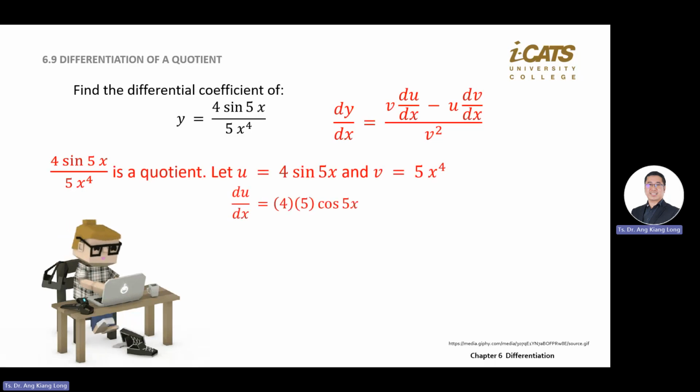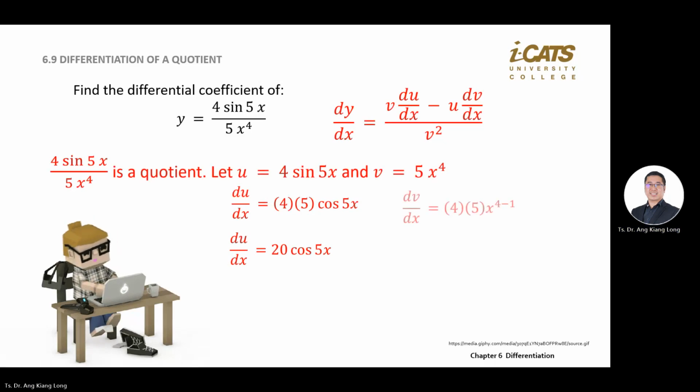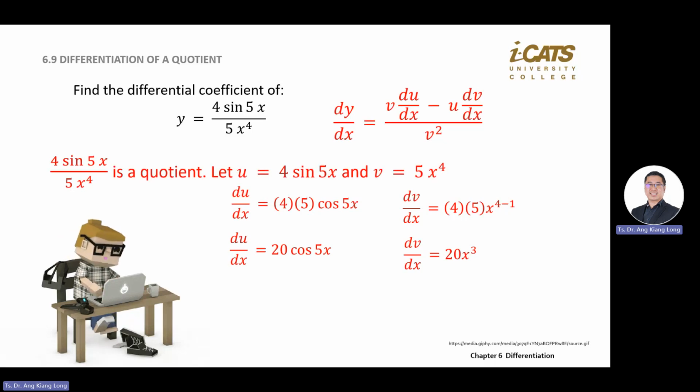So the first step, we do du/dx equal to 4 sine 5x, we get cos 5x. Then you rearrange. You do dv/dx equal to 20x^3. Then remember, you still have one more v squared. V squared with this one, bracket square. Bracket square means you square 5. It's not 5 multiplied by 2.